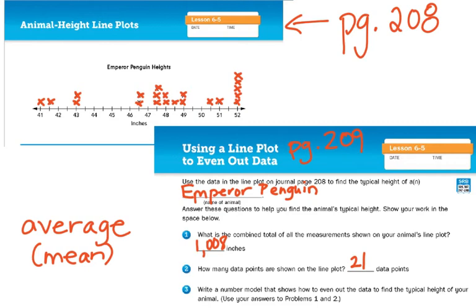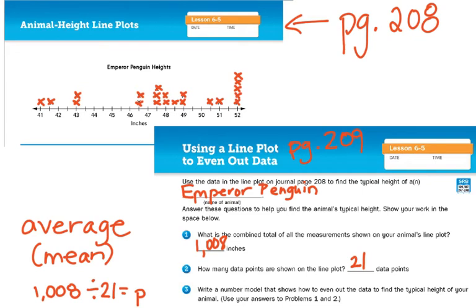Write a number model that shows how to even out the data to find the typical height of your animal. My line is kind of missing here, so I'll just write it to the left, but you write it on the line. I would take 1,008 combined inches, divide that by 21 to get the average or the typical height of our emperor penguin.